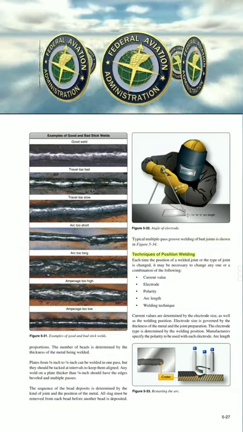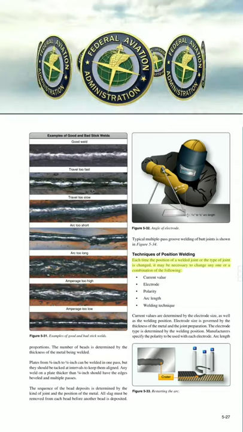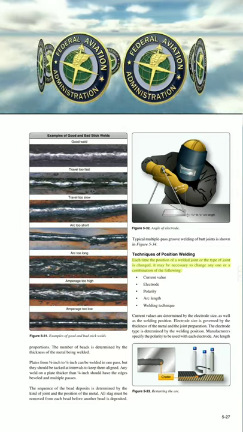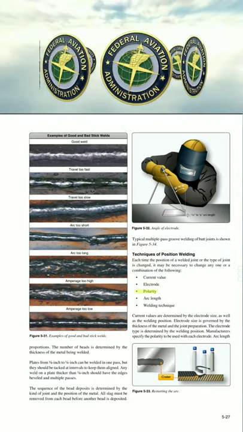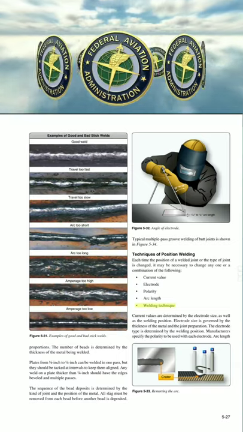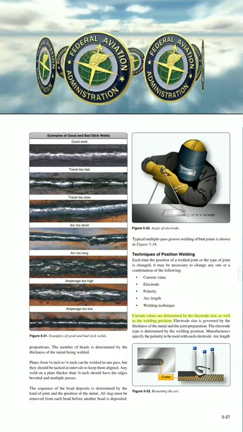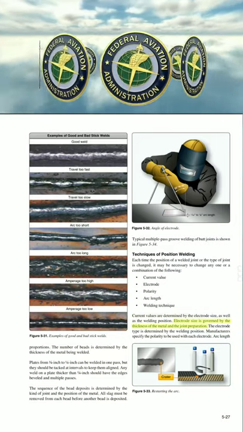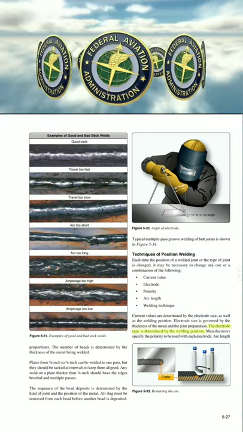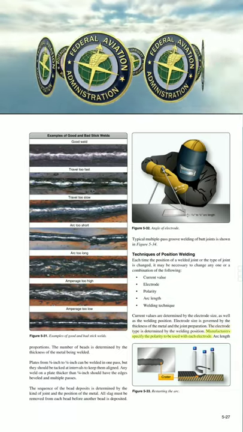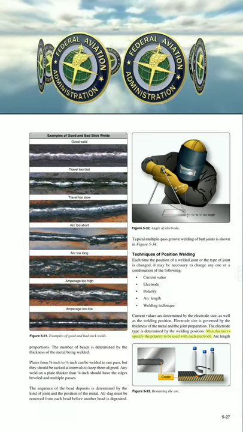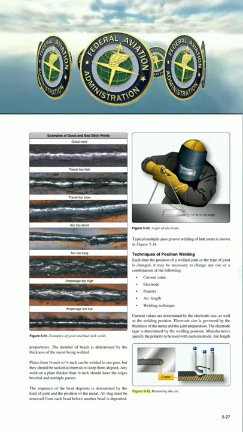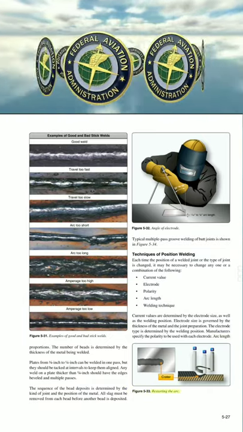Techniques of position welding. Each time the position of a welded joint or the type of joint is changed, it may be necessary to change any one or a combination of the following: current value, electrode, polarity, arc length, welding technique. Current values are determined by the electrode size, as well as the welding position. Electrode size is governed by the thickness of the metal and the joint preparation. The electrode type is determined by the welding position. Manufacturers specify the polarity to be used with each electrode. Arc length. Crater. Figure 5-33. Restarting the arc.